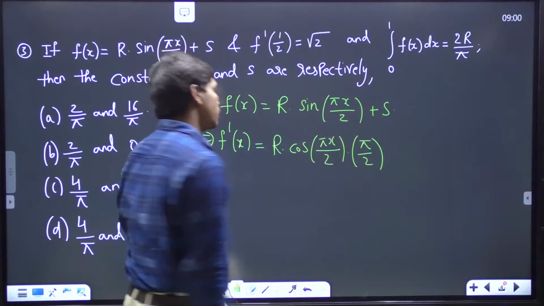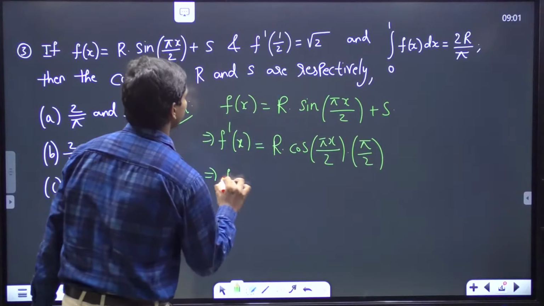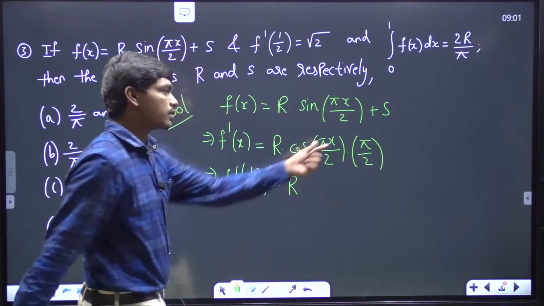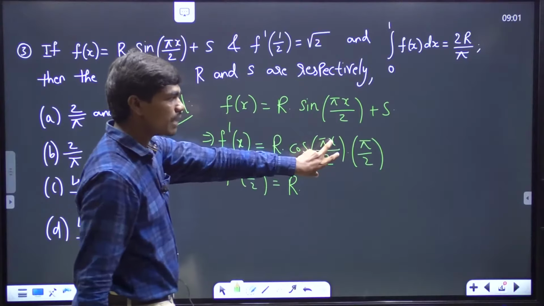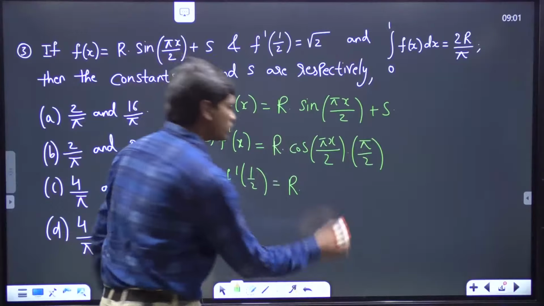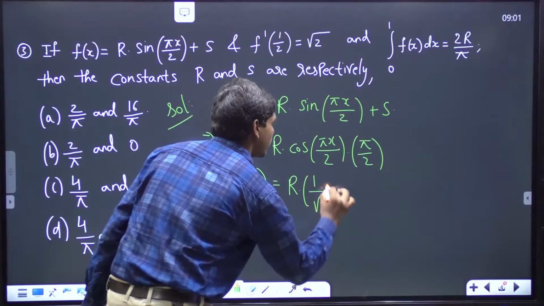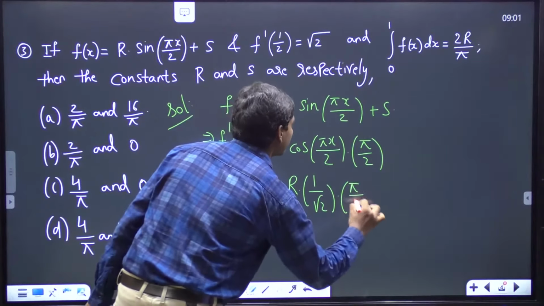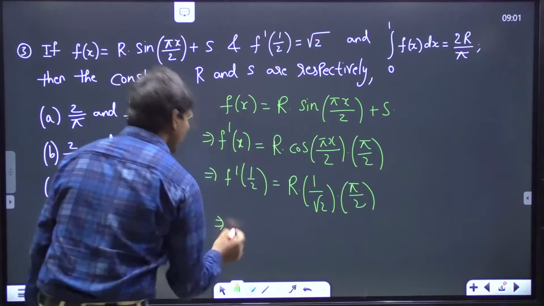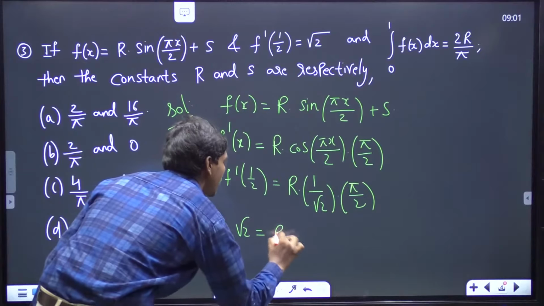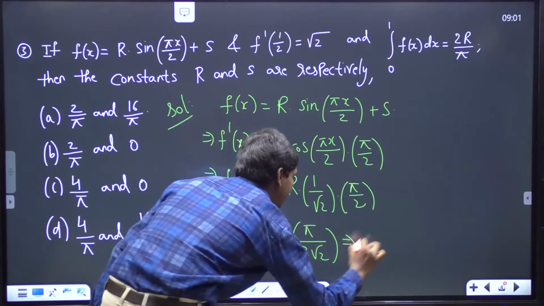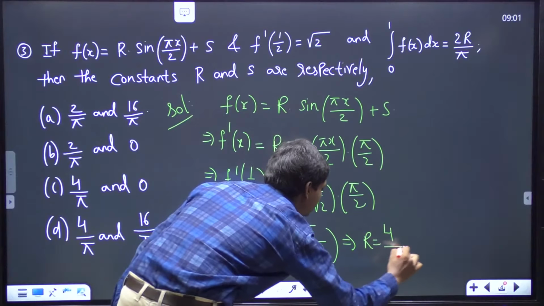So this implies f dash of 1 by 2 is equal to R into, if you put 1 by 2 in place of x, this is pi by 4, because pi by 2 into 1 by 2 will give you pi by 4. So cos pi by 4 is 1 by root 2 into pi by 2. So this implies, see, f dash of 1 by 2 is given as root 2. So root 2 is equal to R into pi by 2 root 2, which means if you multiply, you will be getting the value of R as 4 by pi.